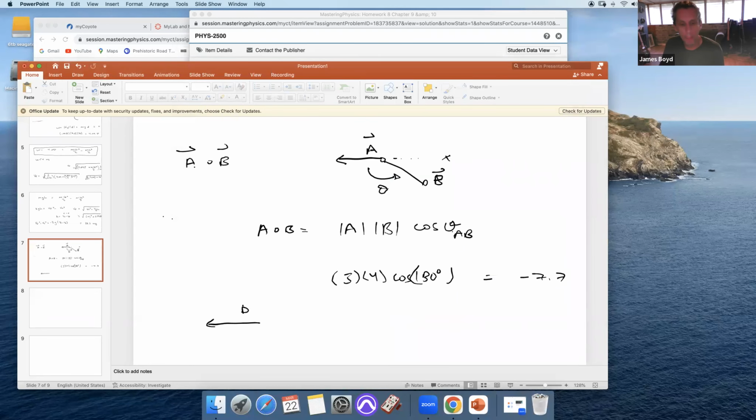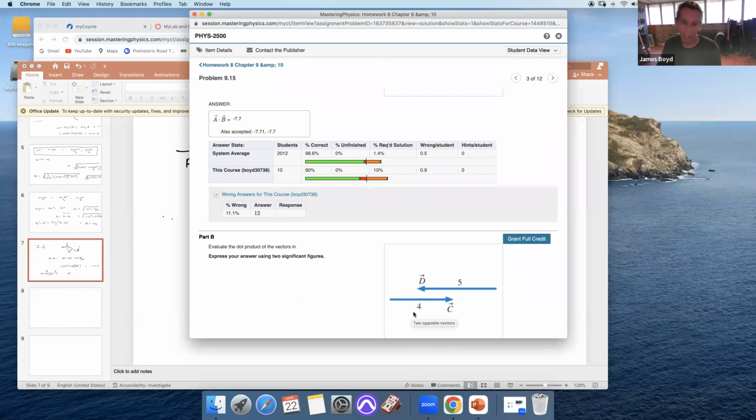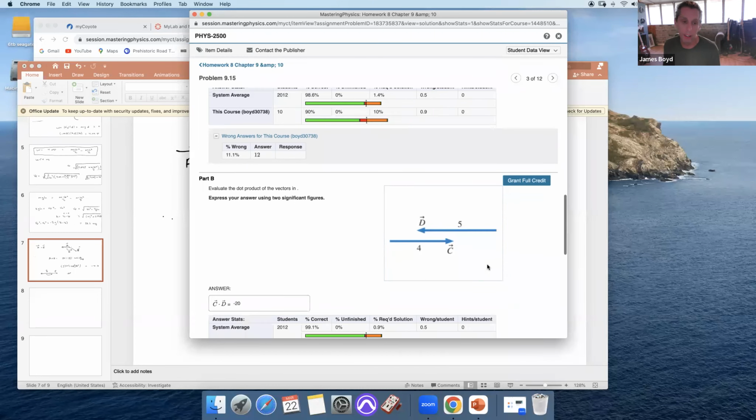D points this way, C points this way. And then we notice that the angle between them will be 180 degrees. So placing them tail to tail, 5 times 4 is 20 times cosine of 180 gives us a negative sign. When they're in opposite directions, when you place them tail to tail, you get a negative sign, negative 20.